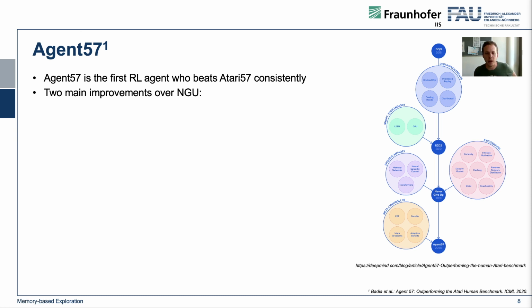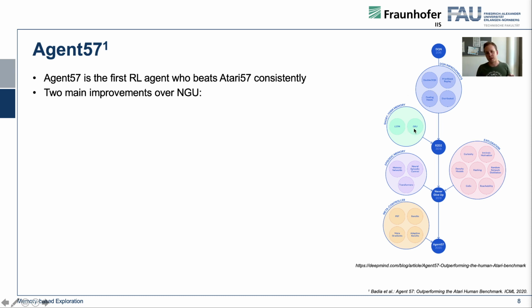And the basic idea, so there's also a nice visualization that shows the kind of improvements that have led to Agent57 in the end. They started with DQN and all the improvements over DQN.